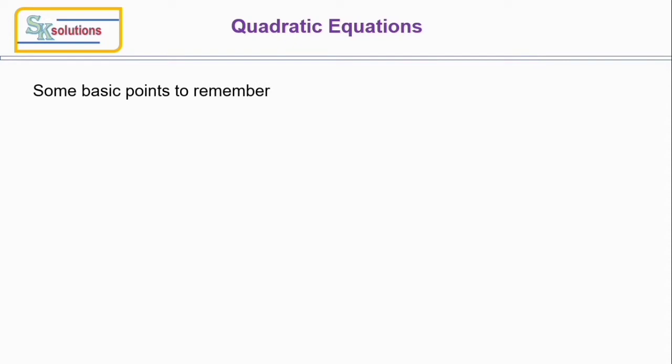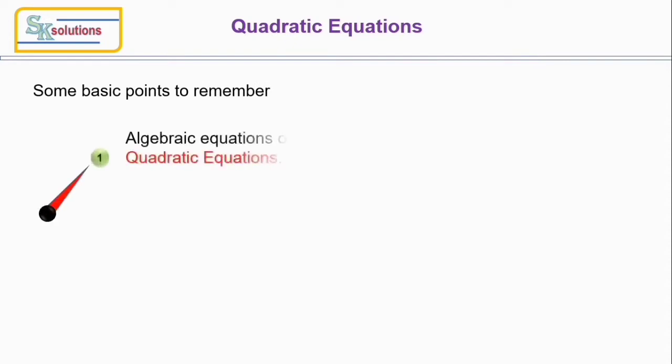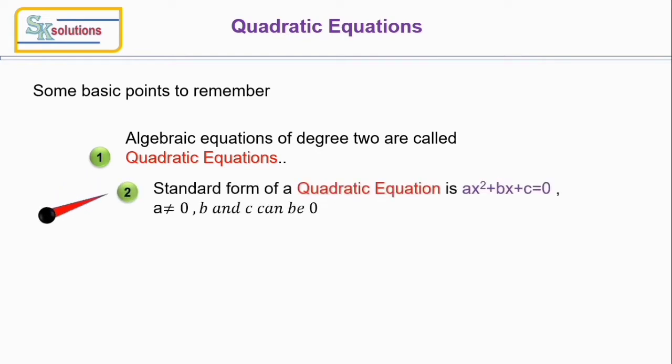Some basic points to remember in this chapter are: algebraic equations of degree 2 are called quadratic equations. The standard form of a quadratic equation is ax square plus bx plus c is equal to 0, where a is not equal to 0, and b and c can be 0. That is, the coefficient of x square should not be equal to 0. The other coefficients can be 0.